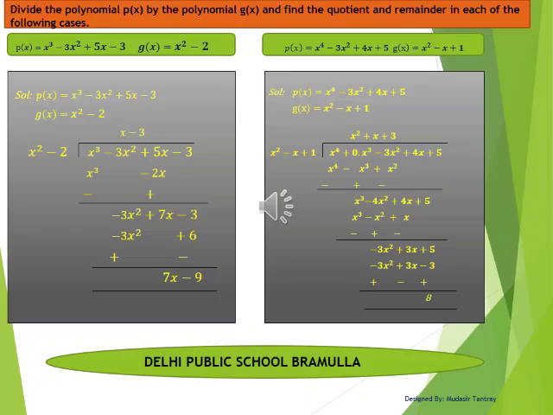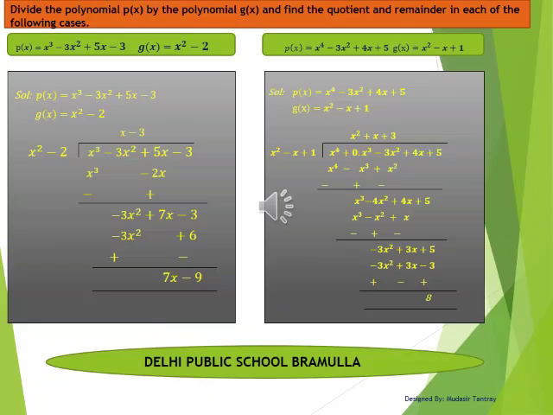Now x raised to power 4 and minus x raised to power 4 will cancel each other. Here plus 0 x raised to power 3 plus x raised to power 3, that is x raised to power 3, minus 3x square minus x square. Both are minus, it becomes minus 4x square plus 4x plus 5. Now x should be multiplied to the x square minus x plus 1. It becomes x cube minus x square plus x. Again change the signs. Plus x cube and minus x cube will cancel each other.